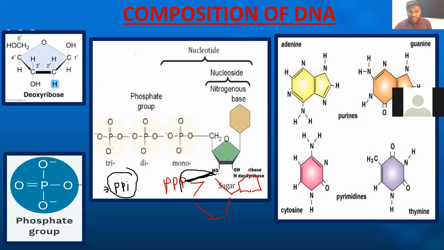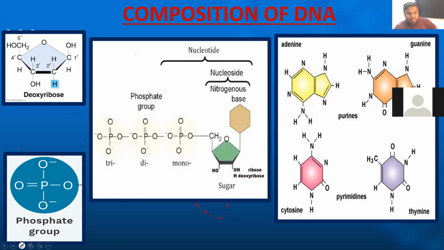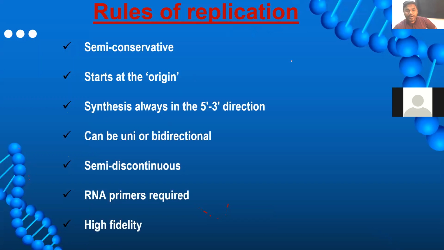Simple. So this is one nucleotide, whatever we have drawn. Like that, billions of nucleotides come close together. Ultimately, they are going to form the DNA, which is a very, very complex molecule. So now let's start. We understand the definition of DNA replication. We understand that DNA is made up of nucleotides. We also understand the structure of the DNA. Now what are we going to read?